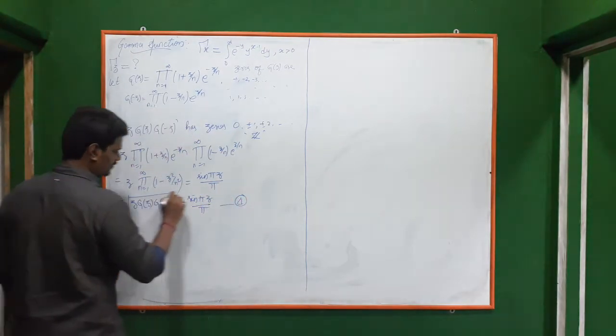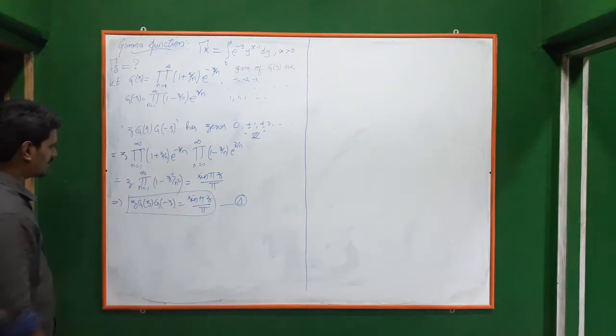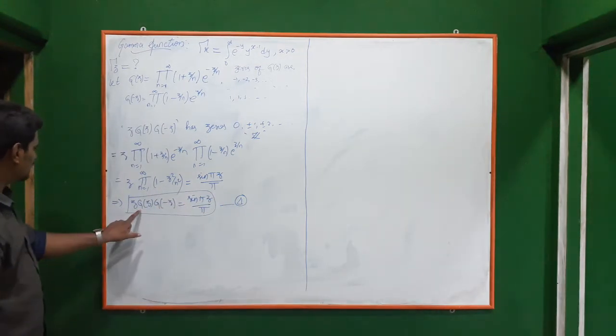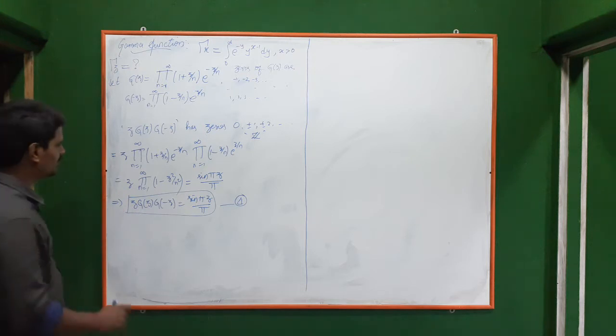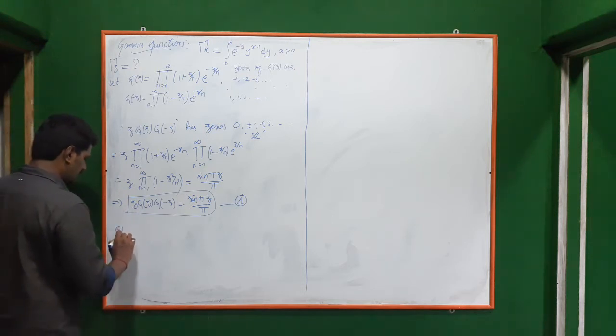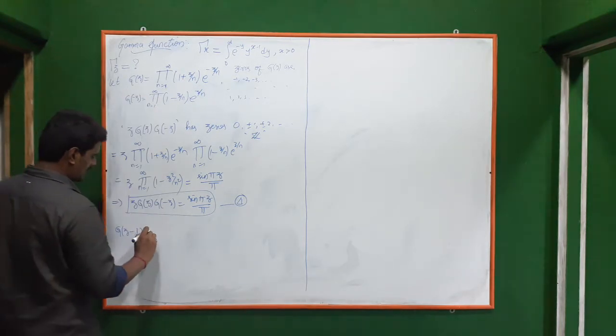This one thing we will use somewhere. Now use this g and do something else. Consider g of z minus 1. G of z is there. Find g of z minus 1. That will be what?